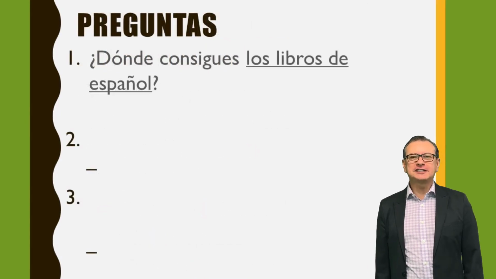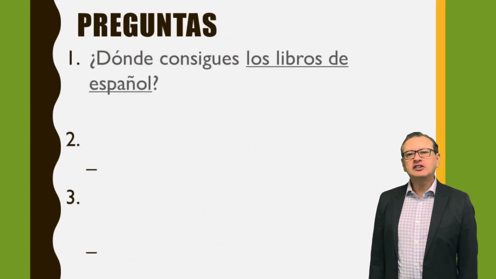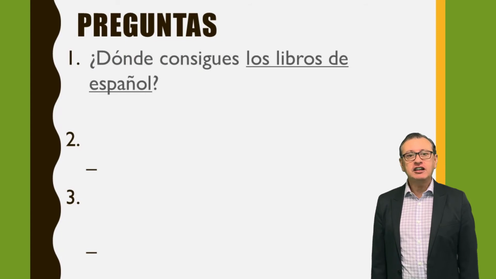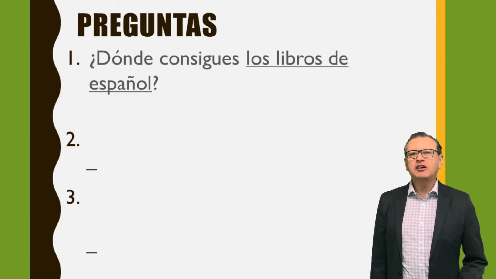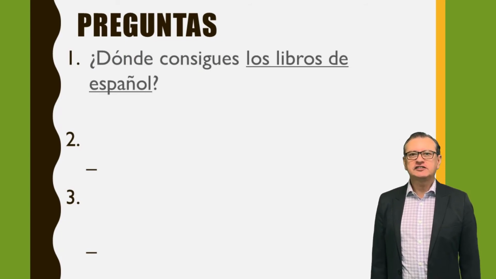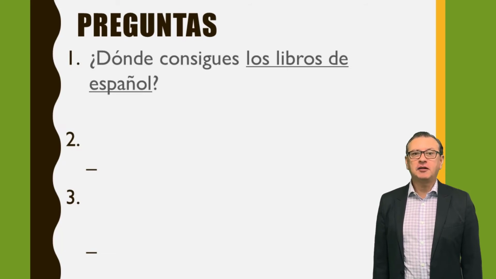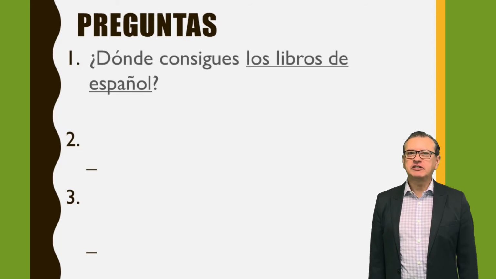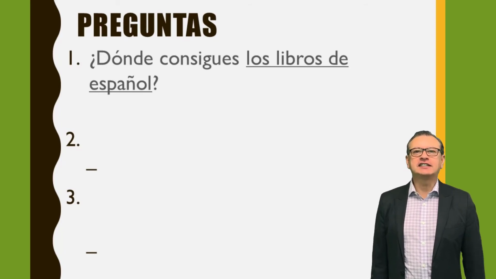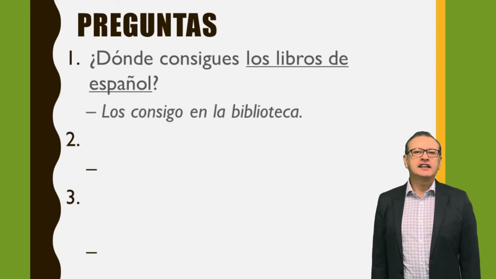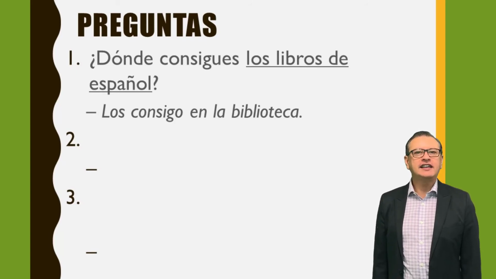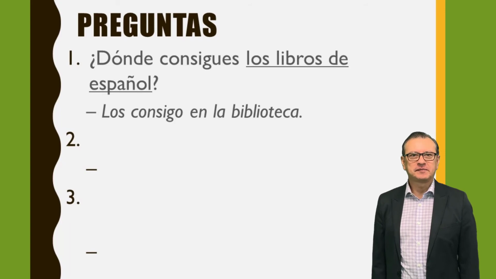Are you ready for more examples? Let's see. ¿Dónde consigues los libros de español? Think about the underlined section of this sentence. I underlined the object. What will be the pronoun that best replaces los libros? You guessed it right. It's los. The response is: los consigo en la biblioteca. I get them in the library.